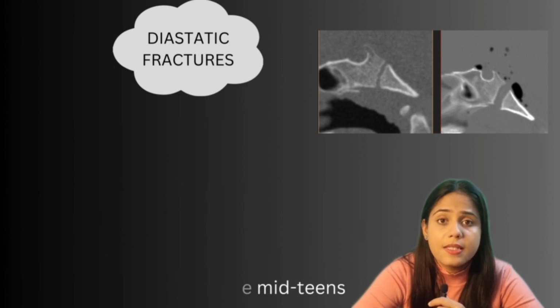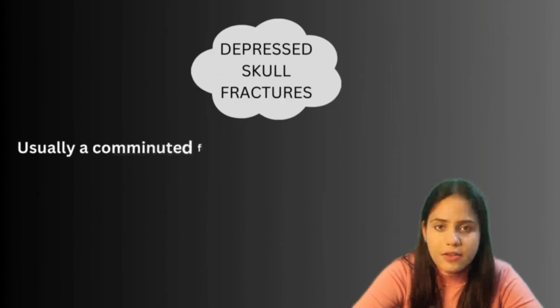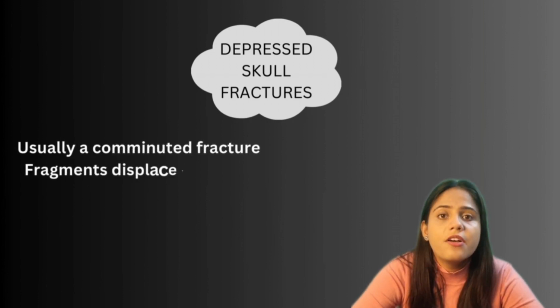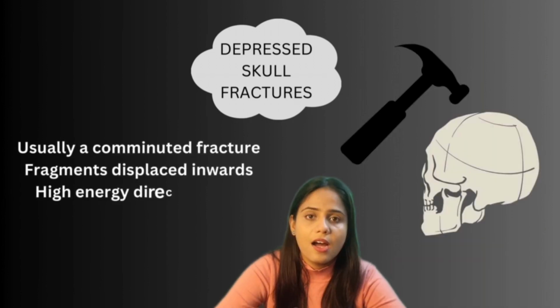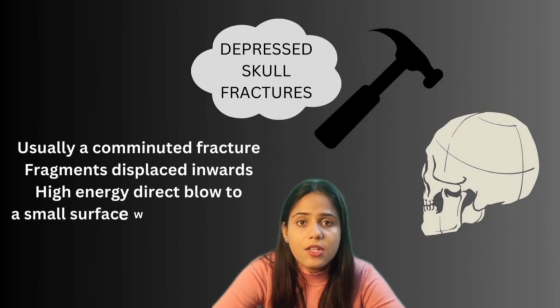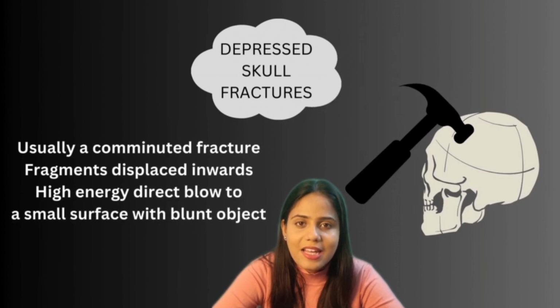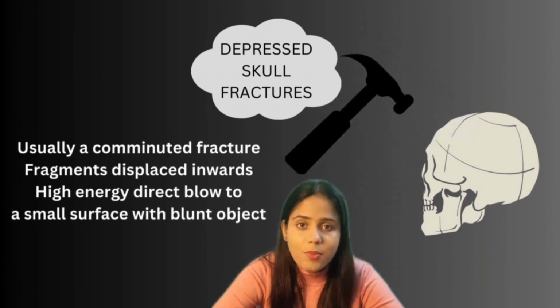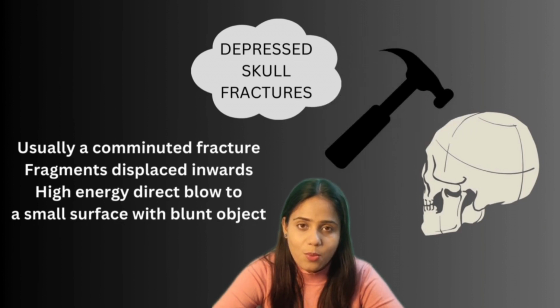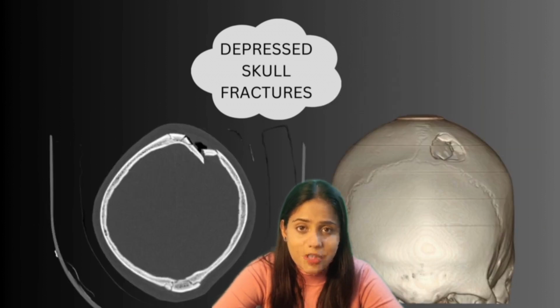So, now, these depressed fractures are usually secondary to a comminuted fracture where the fracture fragments are displaced inwards. These are usually secondary to a high energy direct blow to a small surface using a blunt object. This head CT picture in bone window and 3D reconstruction depicts a depressed fracture involving the left parietal bone.